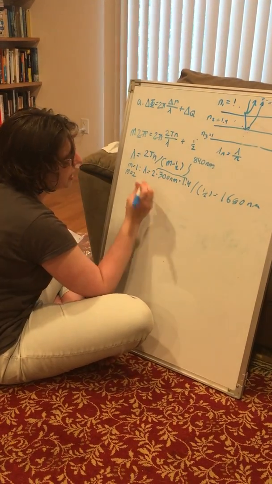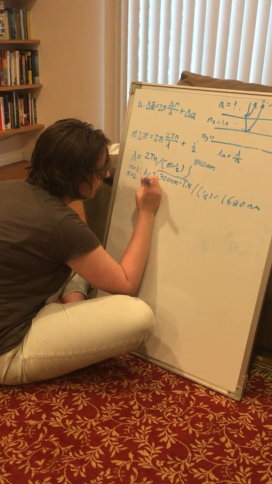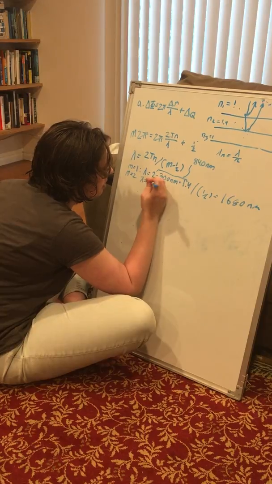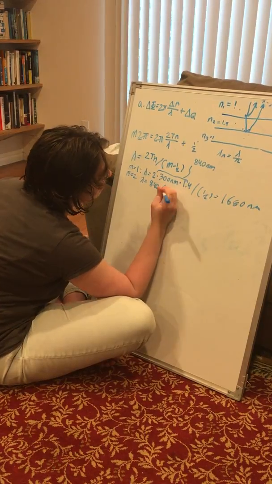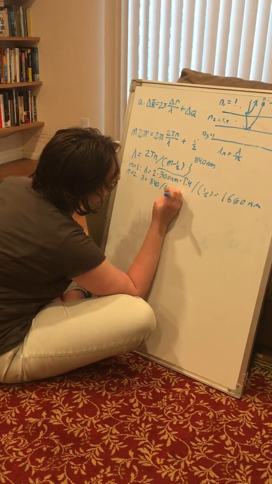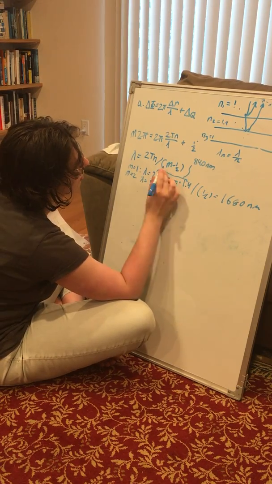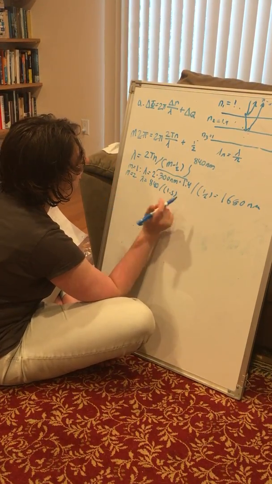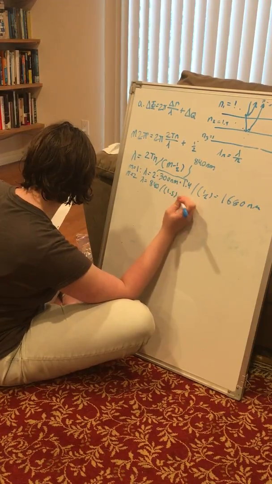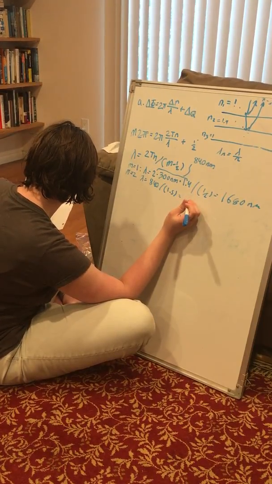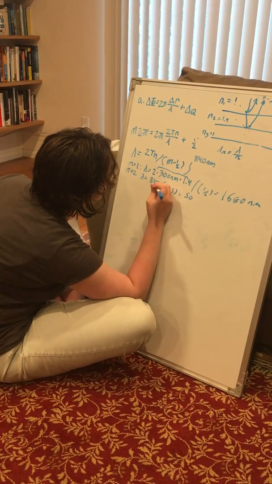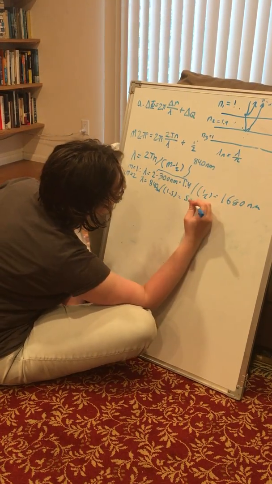And for that, we do the exact same thing, but we do lambda equals 840 divided by 1.5 this time, because we're plugging in 2 for the m here. We started with 1. And then that equals 560. Oh, this is nanometers. Sorry.